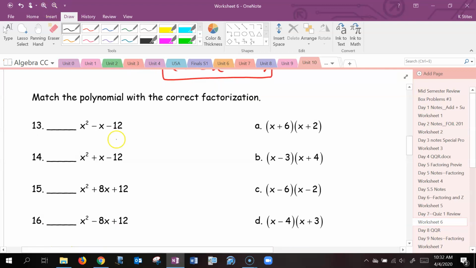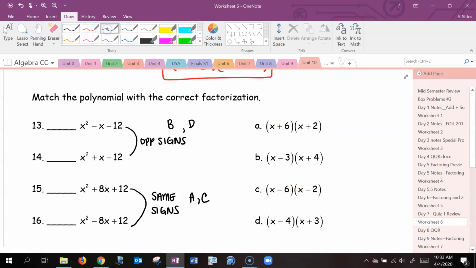So notice all of these are multiplying to some form of a 12, and then they're adding to something different. So what I'm going to do right here, see how we're multiplying to a negative 12? I know that means that I have to have opposite signs, one positive and one negative. So that means my only options for 13 and 14 are B and D. Whereas here, I'm multiplying to positive 12. That means I have to have the same signs. So my only options for that are A and C.